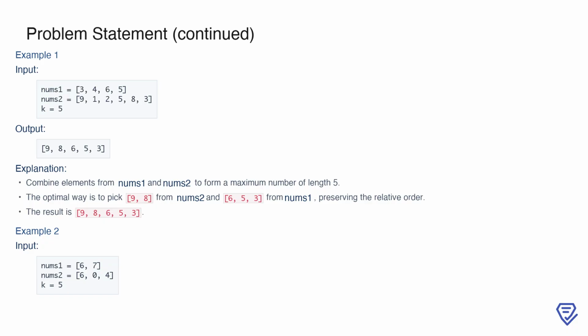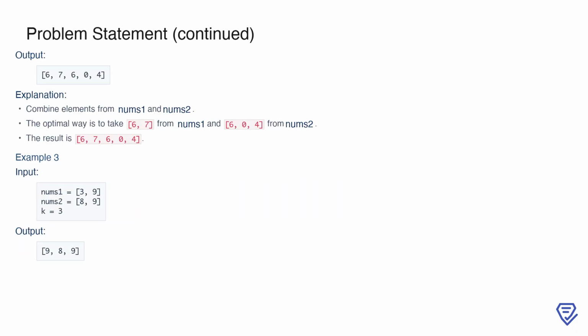This example highlights the balance between selecting the largest digits and maintaining their relative order within their respective arrays. Let's now move on to the next example. In the second example, nums1 is 6, 7, nums2 is 6, 0, 4, and k is 5. The objective is still to create the largest possible number of length 5. Here, the optimal selection involves taking all elements from nums1, which are 6, 7, and combining them with all elements from nums2, which are 6, 0, 4. Together, this forms the maximum number 6, 7, 6, 0, 4.